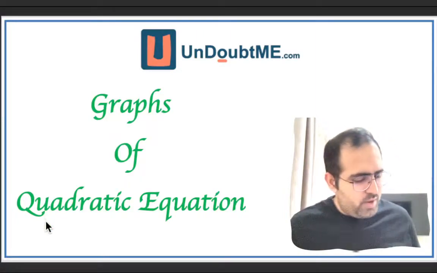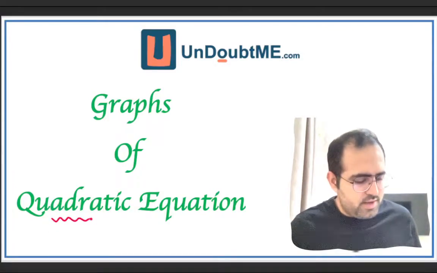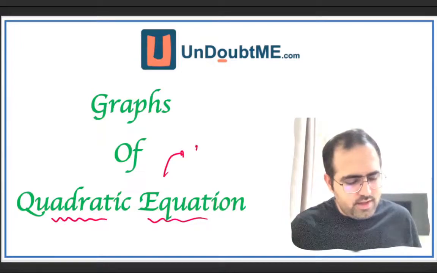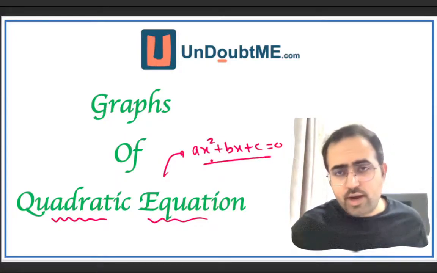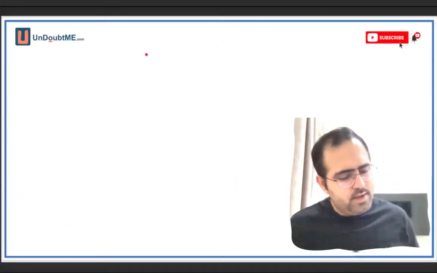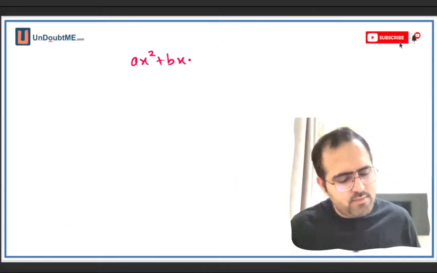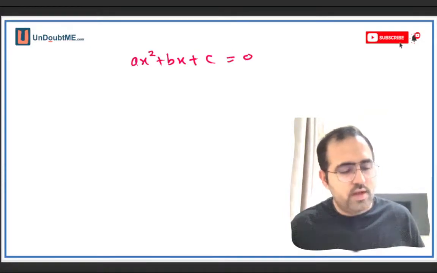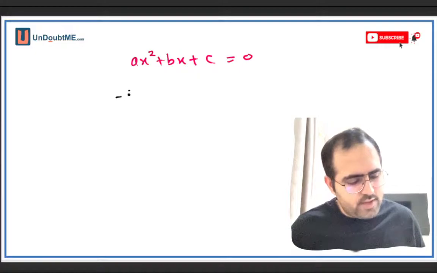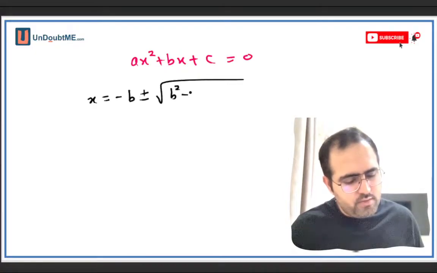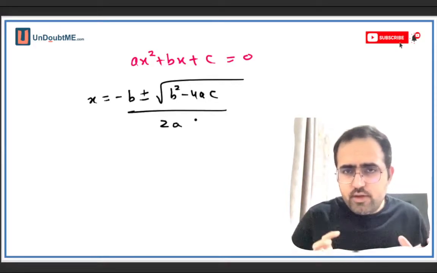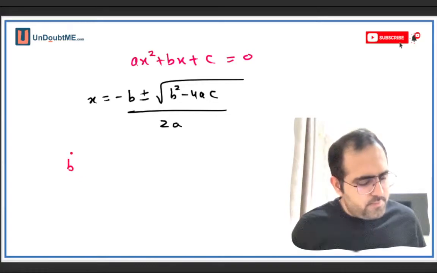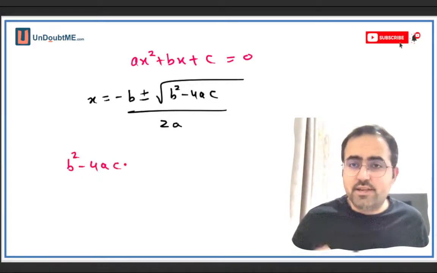Let us start. When I talk about a quadratic equation, everyone knows that it is written of the type ax square plus bx plus c is equal to 0. There are a few points which we have to analyze before moving on to the graph. I have one formula for x, which is x is equal to minus b plus minus square root of b square minus 4ac over 2a. In this formula, b square minus 4ac is called the discriminant.